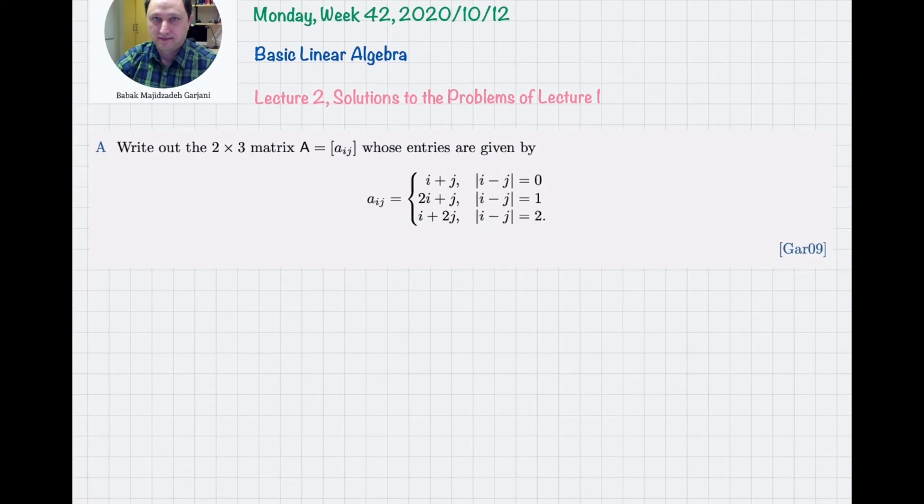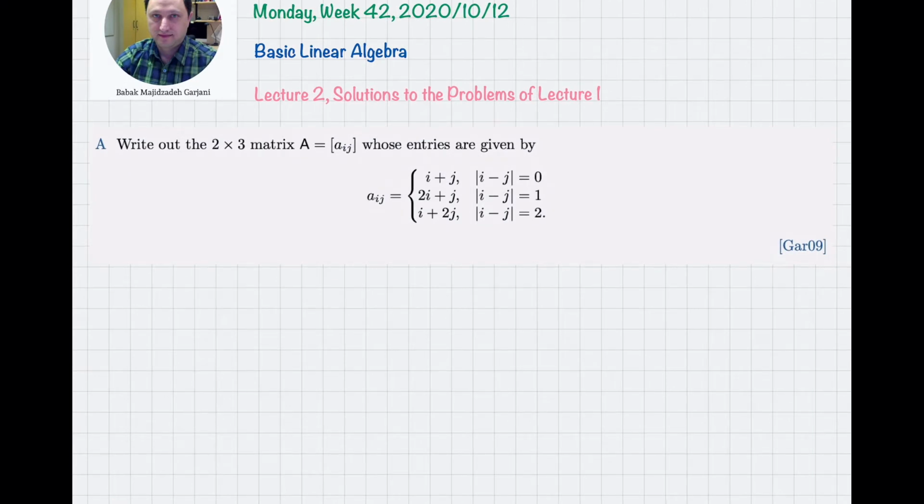Since this matrix is a 2 by 3 matrix, the general form of this matrix is A11, A12, and A13, A21, A22, and A23. So now we need to calculate each one of these entries one by one.